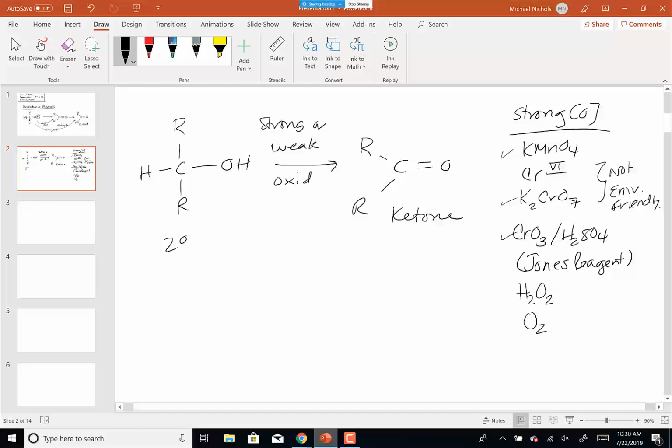Anybody seen the movie Erin Brockovich? Yeah, Erin Brockovich was a fairly popular movie back in the day. Apparently not your day, but that's with Julia Roberts. It's about lawyers, but there was an environmental issue behind it. One of the issues was that they used chromium 6 reagents.